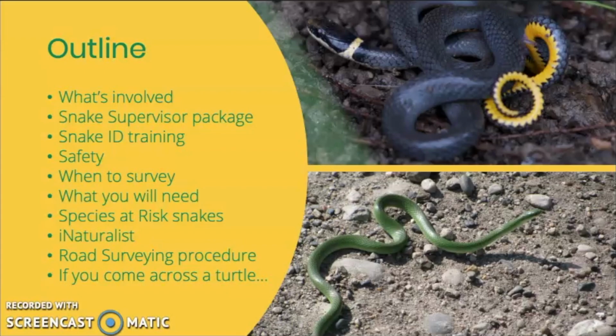We'll go over how to download and use the iNaturalist app, because that's what we'll be using to be reporting the snakes we come across on roads. Then we'll go over the road surveying procedure, and then we'll just briefly talk about what to do if you happen to come across a turtle while you're out on the roads looking for snakes.